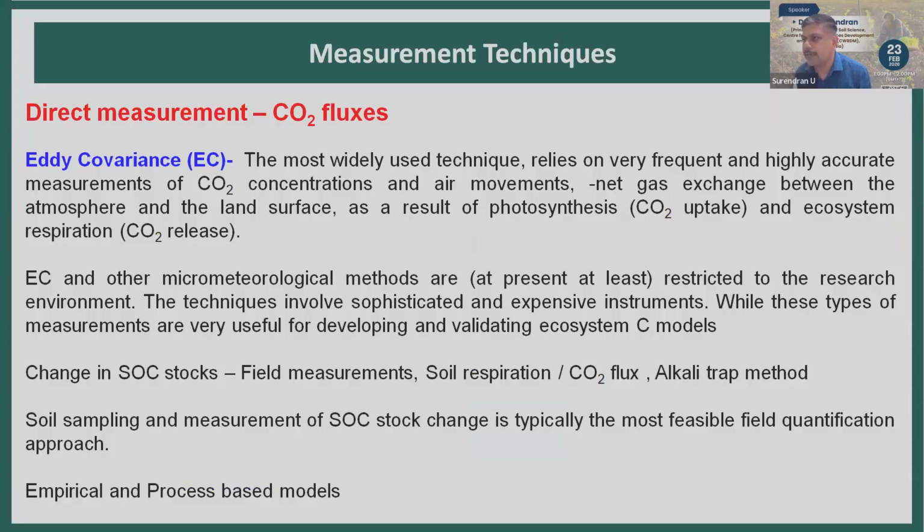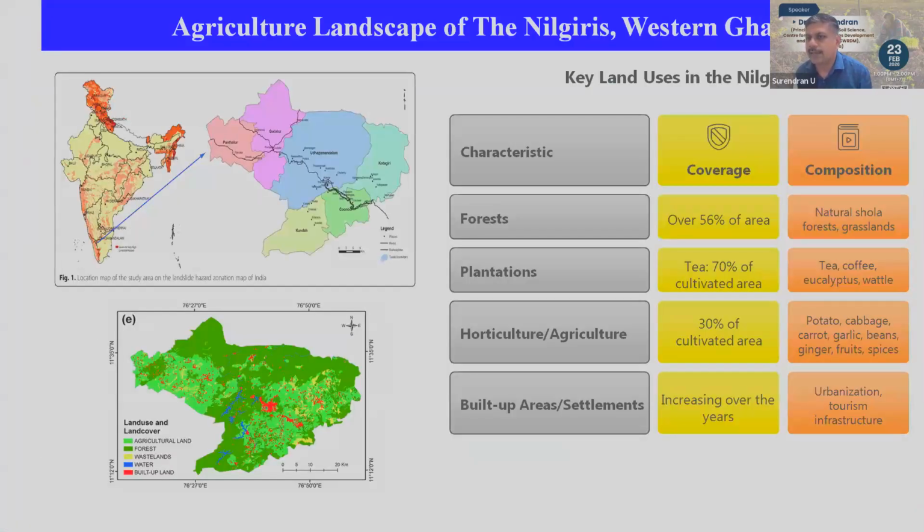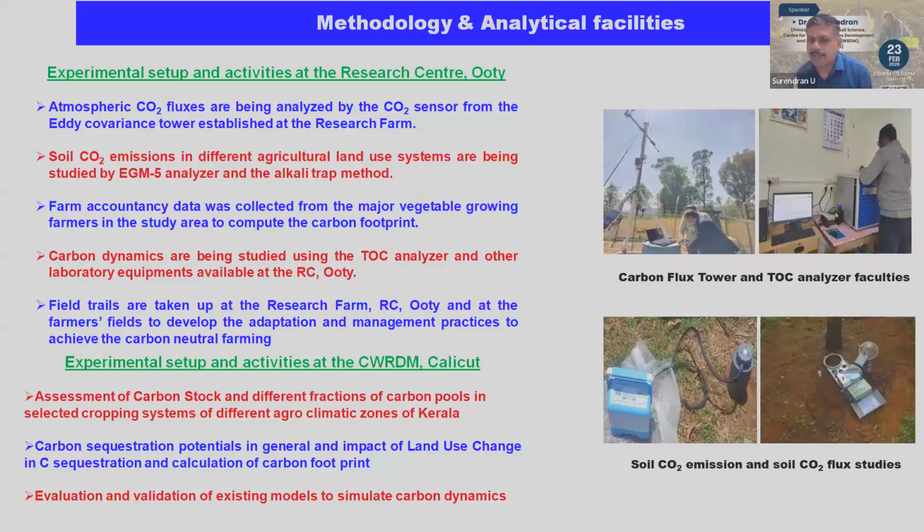This is like 4-5 years of data we have, and this is the land use specific to that region. That region has forest, plantations, horticulture and agriculture crops. If you look at the long-term picture, tea occupies around 70% of the cultivated area, whereas horticulture and other agriculture crops occupy about 30%. And this is the flux tower.